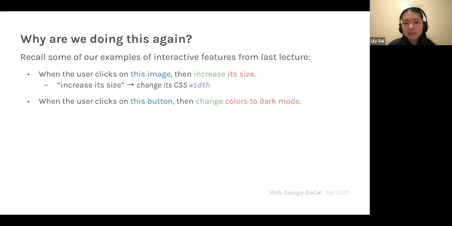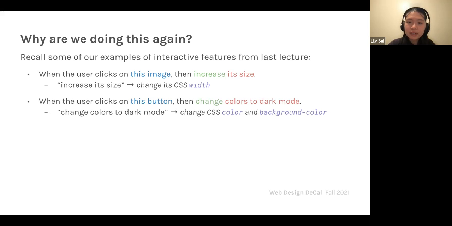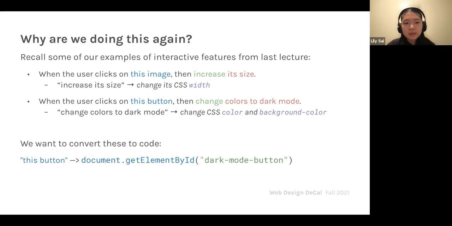Similarly, when the user clicks on this specific button, we want to change our colors to a dark mode version. With changing colors to dark mode, we want to change, again, the CSS color and background color attributes. To convert these in code, we would get this button by looking for an element with the ID dark mode button, and then to change CSS, we'll cover that.